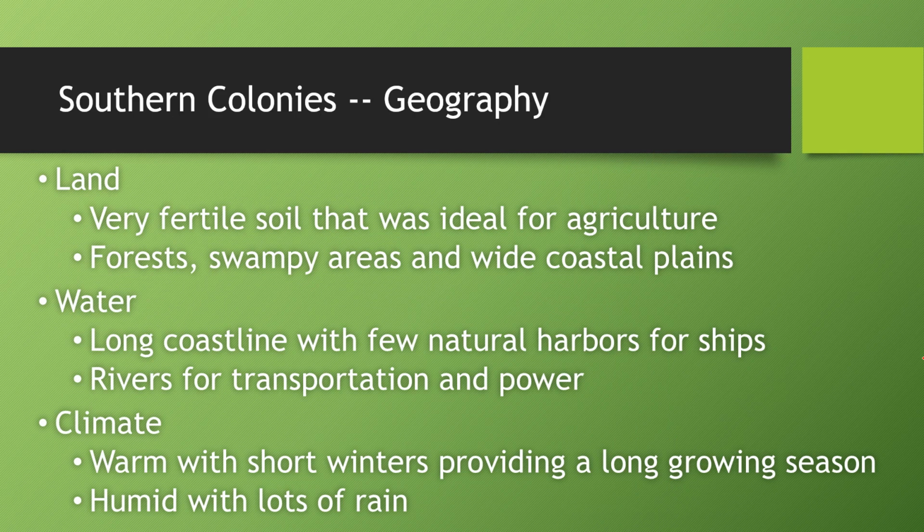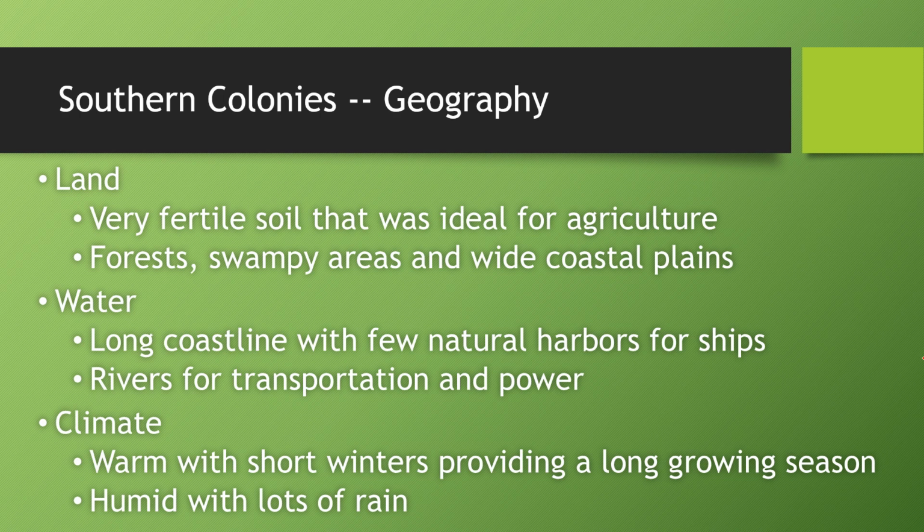When we look at the geography of the Southern Colonies, the land itself was very fertile and it was ideal for agriculture. Throughout the landscape, there were forests, swampy areas, and wide coastal plains, which were also suited to agriculture.